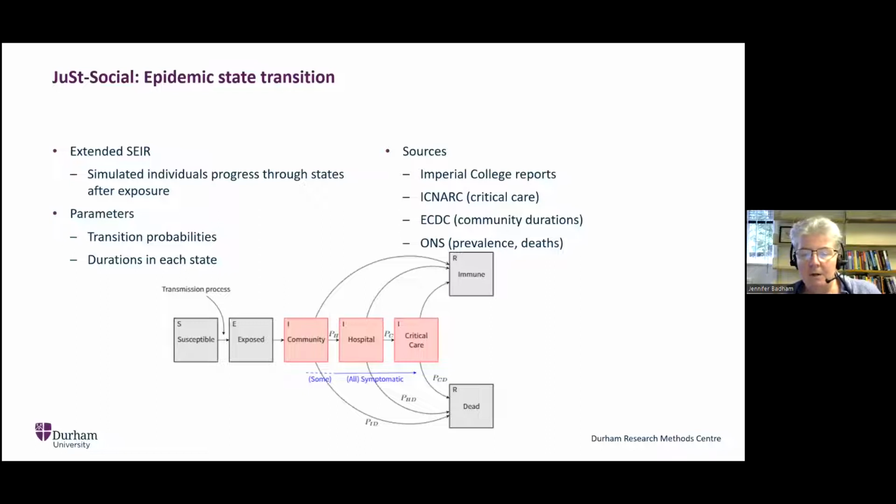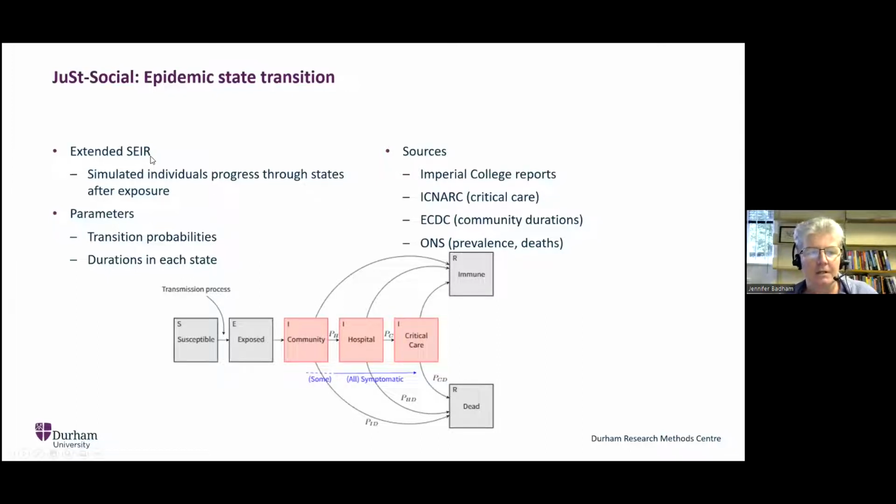And one of the things that I'm sure she would have emphasized, even though I didn't actually manage to attend because I was busy, was that what an agent-based model does is you start from a theory about what your mechanisms are in the system, and then you put them into the computer and simulate to see what the implications of that are. So one of the theoretical mechanisms in Just Social is about epidemic state transition.